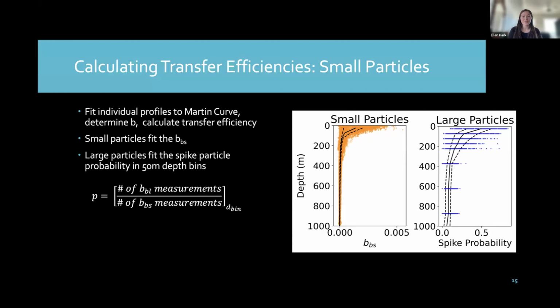Then for the large particles, we're not particularly interested in the magnitude of the backscatter signal in this case. If you remember from the previous figure, there's not many spikes, and so it's hard to fit a curve to that. Instead, we're going to look at the spike particle probability, which we're defining here as the number of spikes over the total number of measurements in a given depth bin, which we're using 50 meters here. You can see on the right the bin spike probabilities from all the profiles in one float, and the median gives that same power law curve as well.